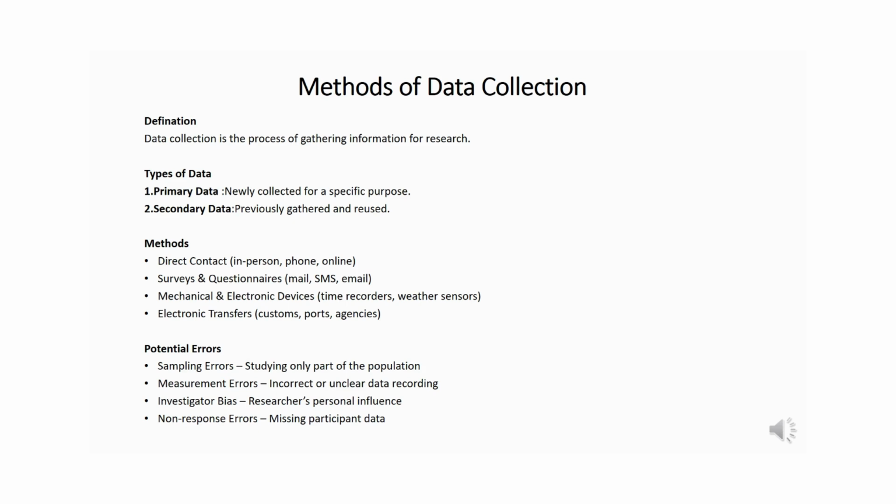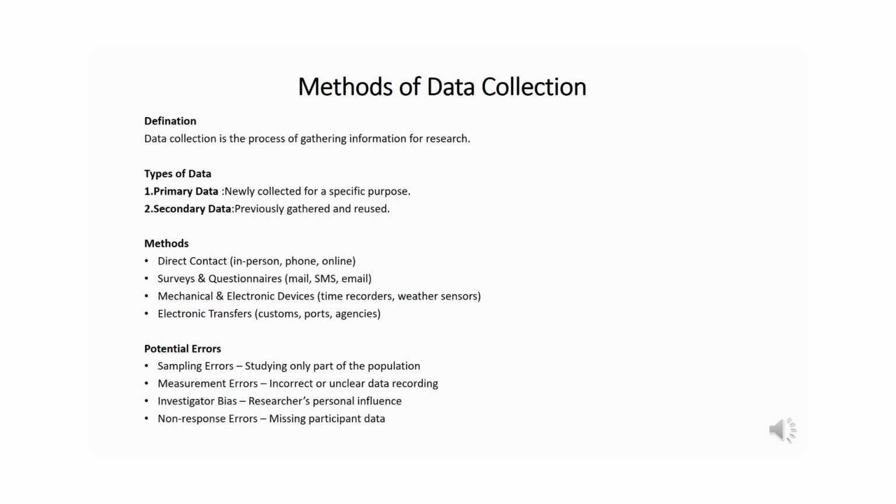Surveys and questionnaires can be distributed via mail, SMS, or email to gather responses. Additionally, mechanical and electronic devices like time recorders and weather sensors help in automated data collection. Electronic transfers from customs, ports, and agencies also serve as sources of data.